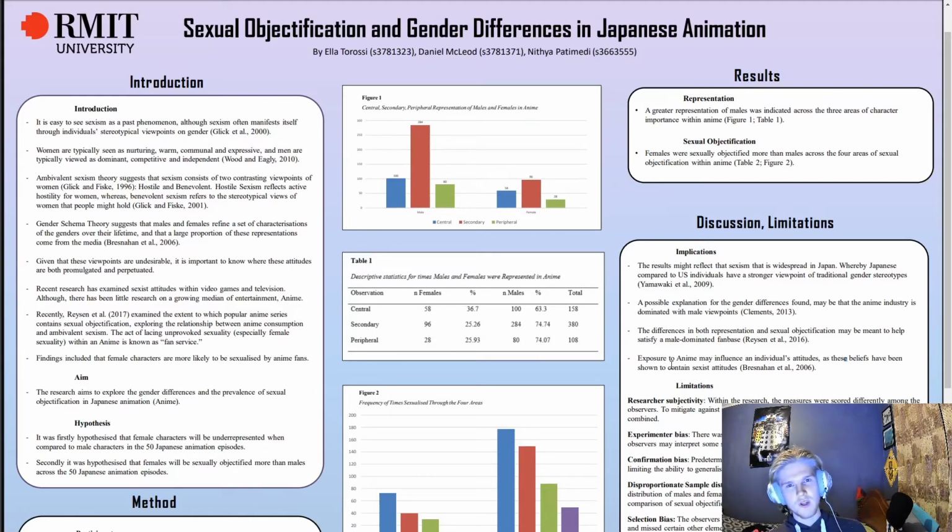And so we hypothesized that because there's a high level of benevolent sexism in Japan, males will be more represented across the different categories in an anime episode, and females will be more sexually objectified across the different categories of sexual objectification in an anime episode. So hopefully this gives a bit of background, a bit of an insight, and thanks for listening.